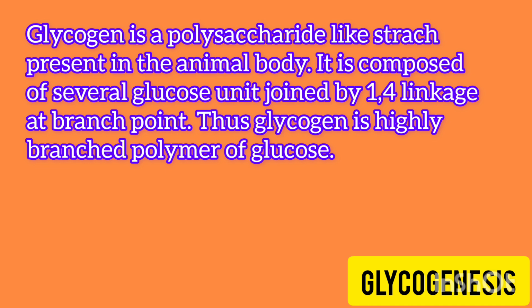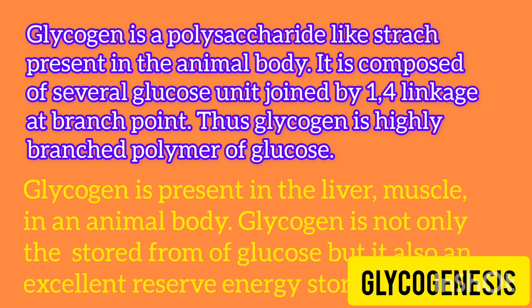Glycogen is a polysaccharide, like starch, present in the animal body. It is composed of several glucose units joined by 1,4 linkages in a straight chain and 1,6 linkages at branch points. Thus, glycogen is a highly branched polymer of glucose. Mainly, glycogen is present in the liver and muscle in the animal body. Glycogen is not only a store of glucose but also an excellent reserve energy store.